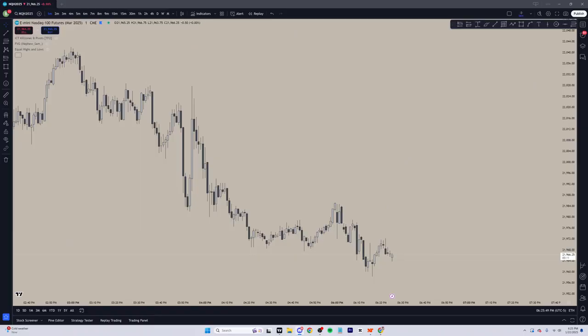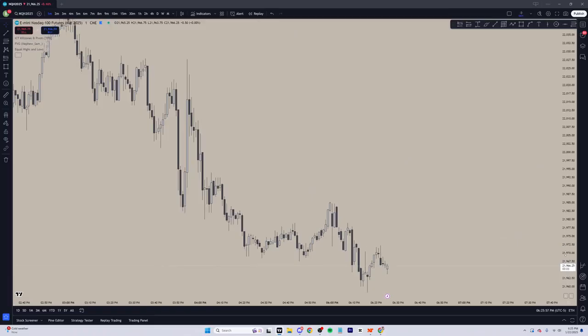Does it need to be a displacement with the CISD for it to be more probable? No, not really. I mean, yeah, but as long as there's a closure below the opening price, there's usually displacement.